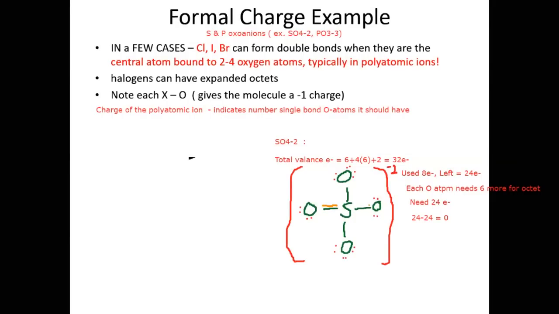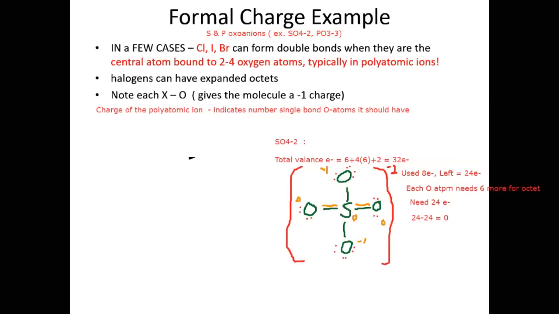We're going to take those two lone pairs and make them into a double bond. So now if we calculate the formal charge of each element, this is negative one, this is zero, negative one, zero, zero. So this is the preferred Lewis structure of sulfate ion.